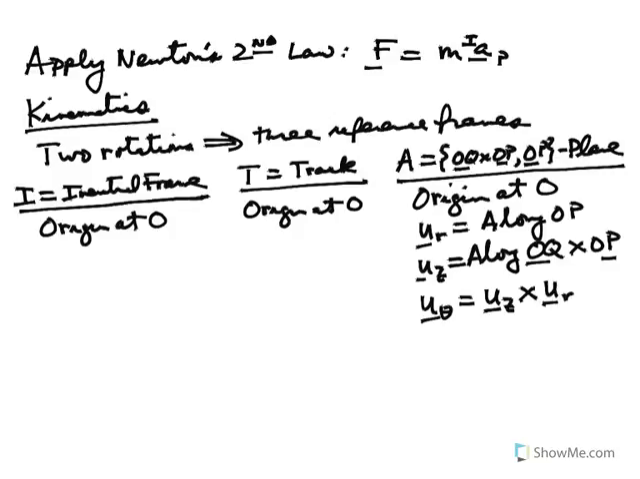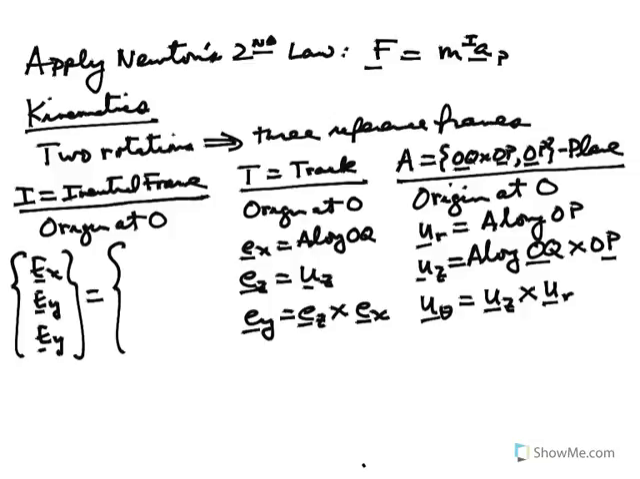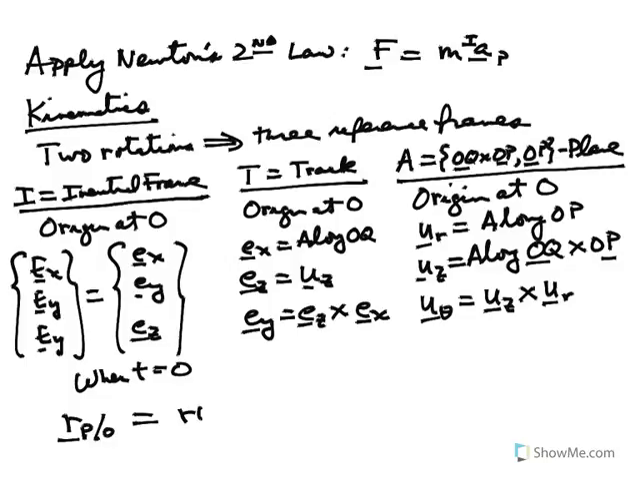For the coordinates fixed to the track, I'm going to put the basis as EX along OQ. I'm going to say EZ is the same as UZ, which I just defined, and EY equals EZ crossed with EX. And then for this last one, I'm going to say that the basis that's fixed to the ground is going to equal little ex, little ey, little ez when t equals 0. So that's my basis. Now, given that I've done that, I can actually define the position of P relative to O. So the position of P relative to O is equal to R times UR.